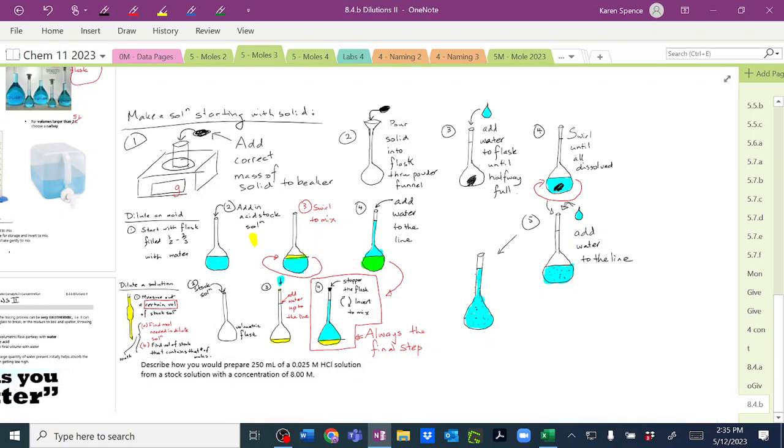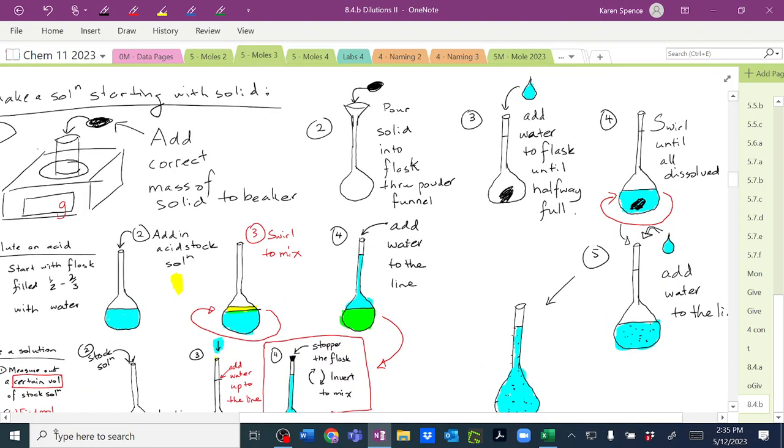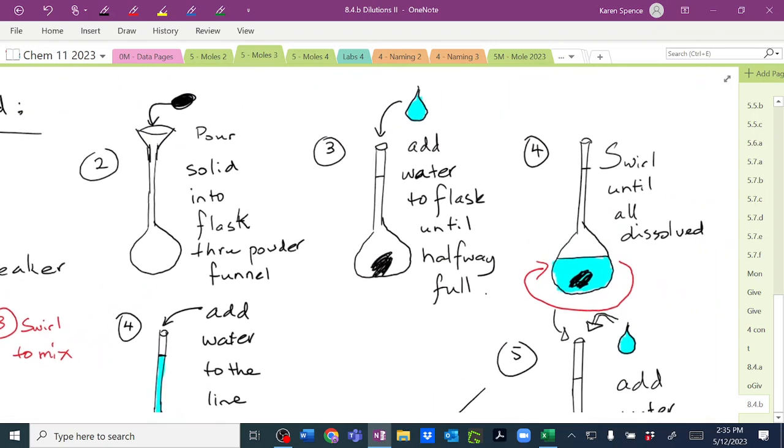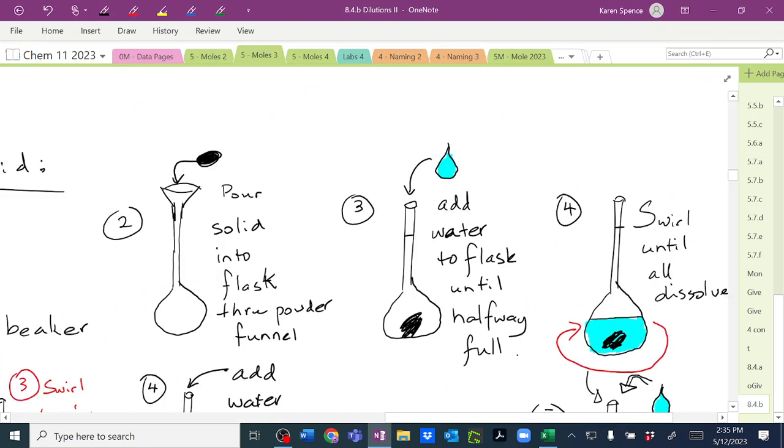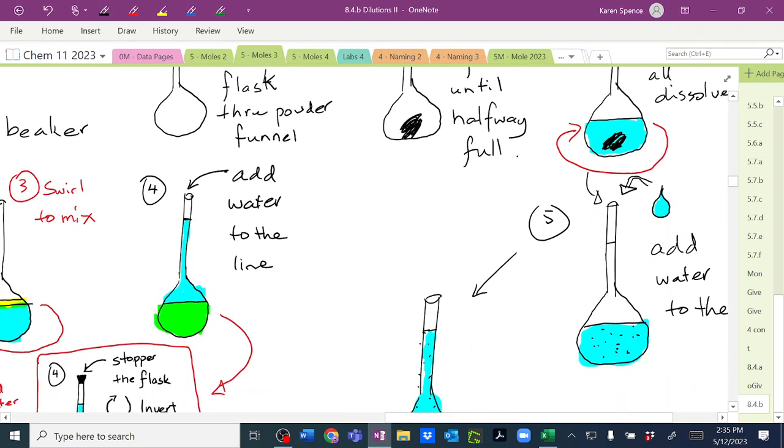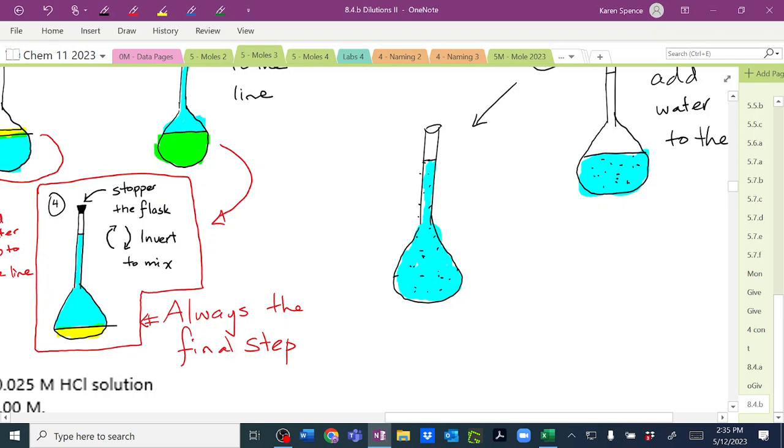Kind of the steps I did. Add the correct mass of solid to the beaker, pour the solid through into the flask through a powder funnel, add water to fill the flask until it's about halfway full, maybe 2/3 full. Swirl it until it's all dissolved. Now it's all dissolved. We add water to the line. And then what do we do? We stop the flask and invert to mix. Yes, always.